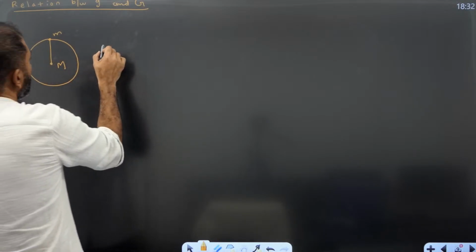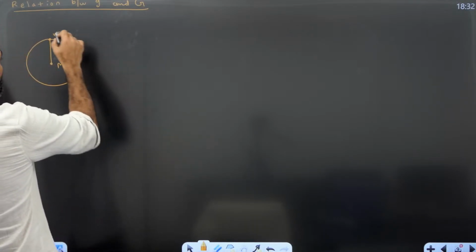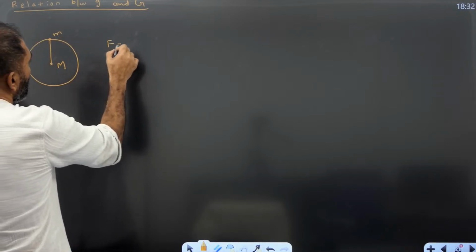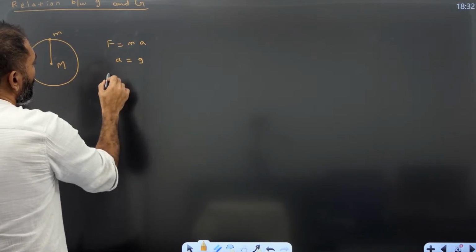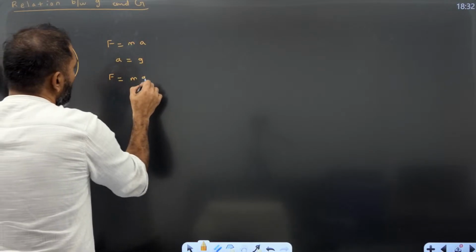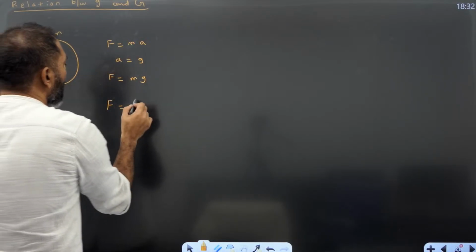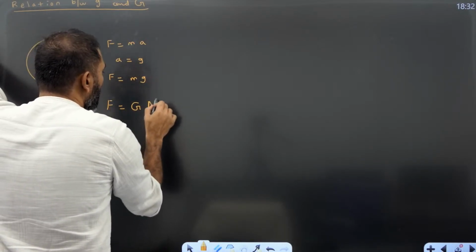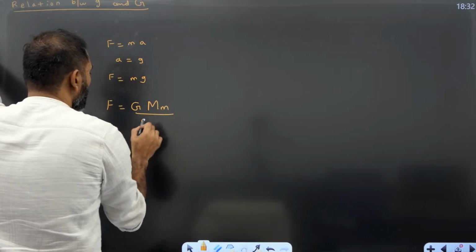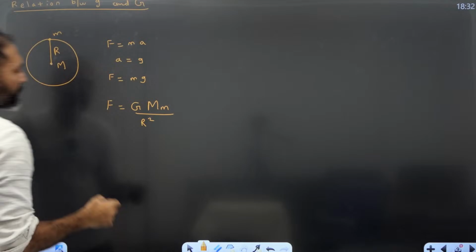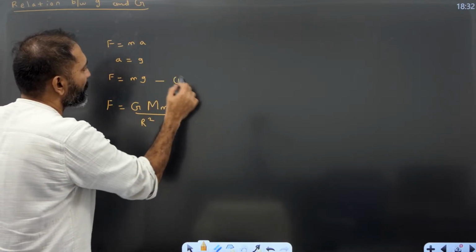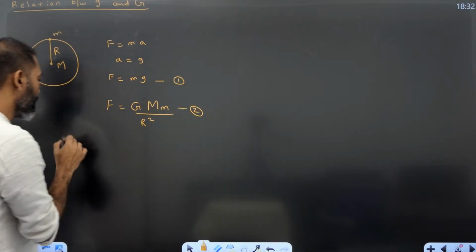See, this is a sphere, there is a mass m, and this is the mass of the earth. What is the force on this mass? F equal to ma, but this acceleration is acceleration due to gravity, so F equal to mg. For the same force F, we have GMm by r square. What is r? The distance between the two bodies, which is the radius of the earth. So this is equation 1, this is equation 2.